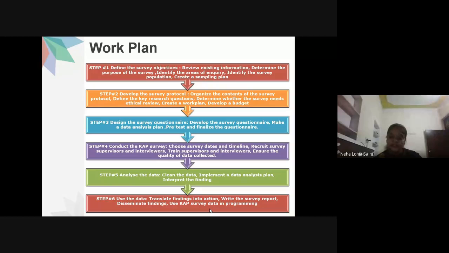Okay. Then after cleaning up the data, you have to implement the data analysis plan that you made while planning your survey protocol. Then you have to interpret the findings, the results that we are getting. Finally, after analysis, you have to use the data. You have to translate your findings into action. The dissertation that you write is your use of the data. Write up the survey report and disseminate the findings. Disseminate the findings means you have to discuss your findings against the literature that is present. Then use KAP survey data in programming. Girls, I hope this work plan is clear now, because from the next slide onwards, I will start with an example.